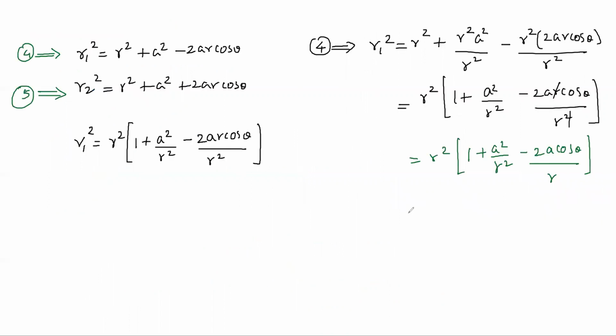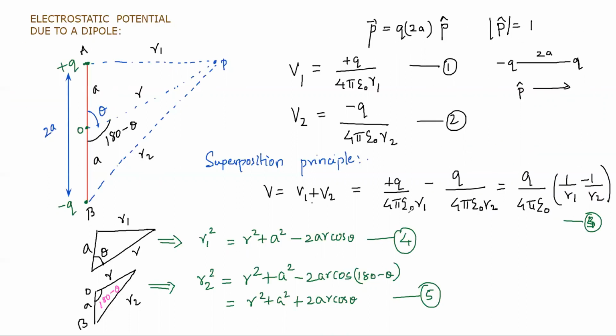Okay, sir. Observe this formula. This is our important formula, V equal to V1 plus V2. So Q by 4 pi epsilon naught, we are going to substitute 1 by R1 and 1 by R2. But we have R1 and R2 only in the numerator, like in this expression. So we need to take the inverse of it, and remove the square.